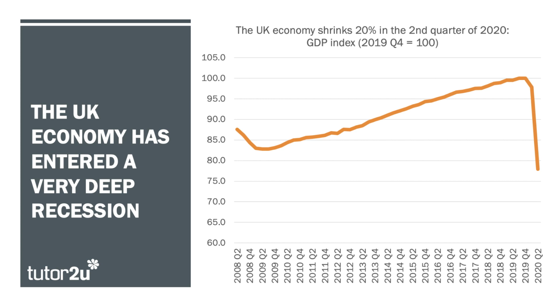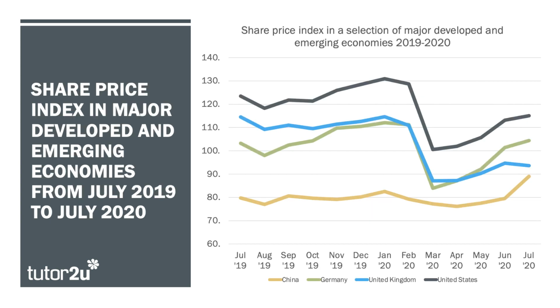In the first and second quarters, cumulatively, a fall in output of GDP by more than 20%. Indeed, the size of the British economy fell by 20% in the second quarter of 2020 alone. You wouldn't necessarily judge that collapse in output by what's been happening to the stock markets.